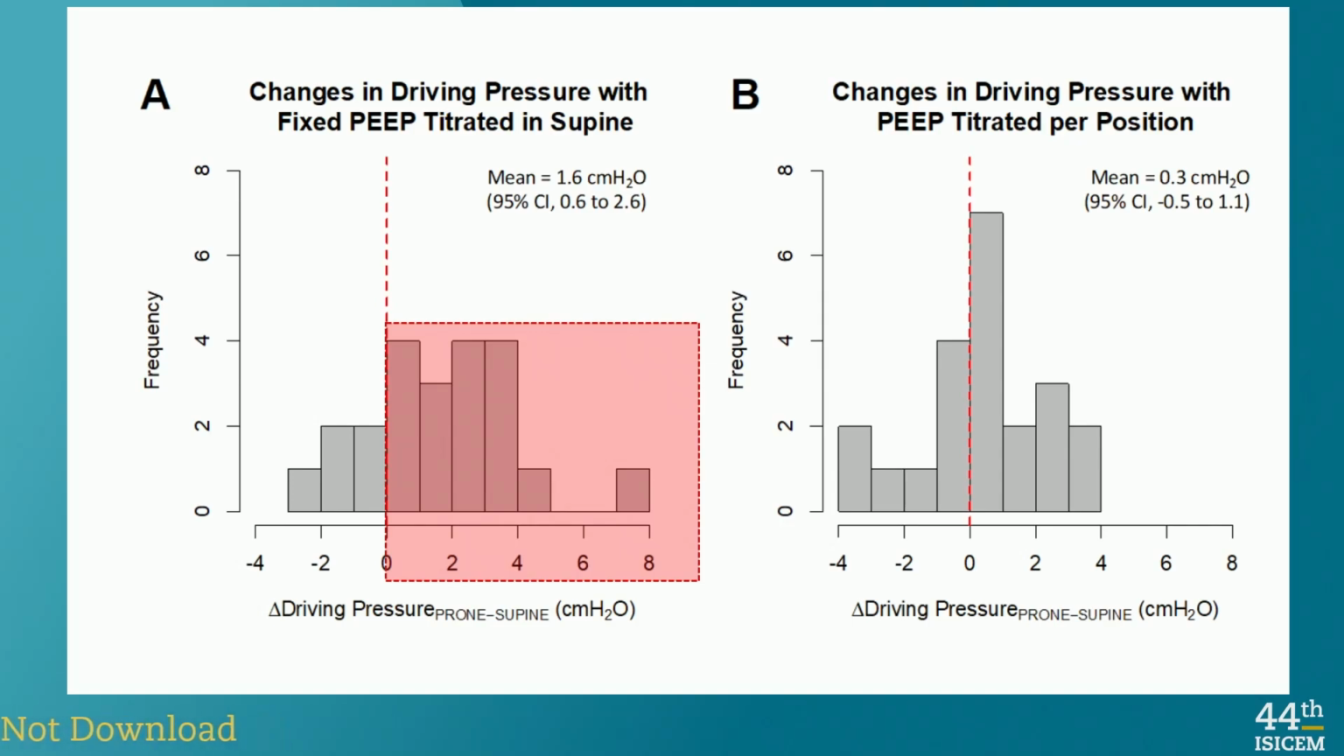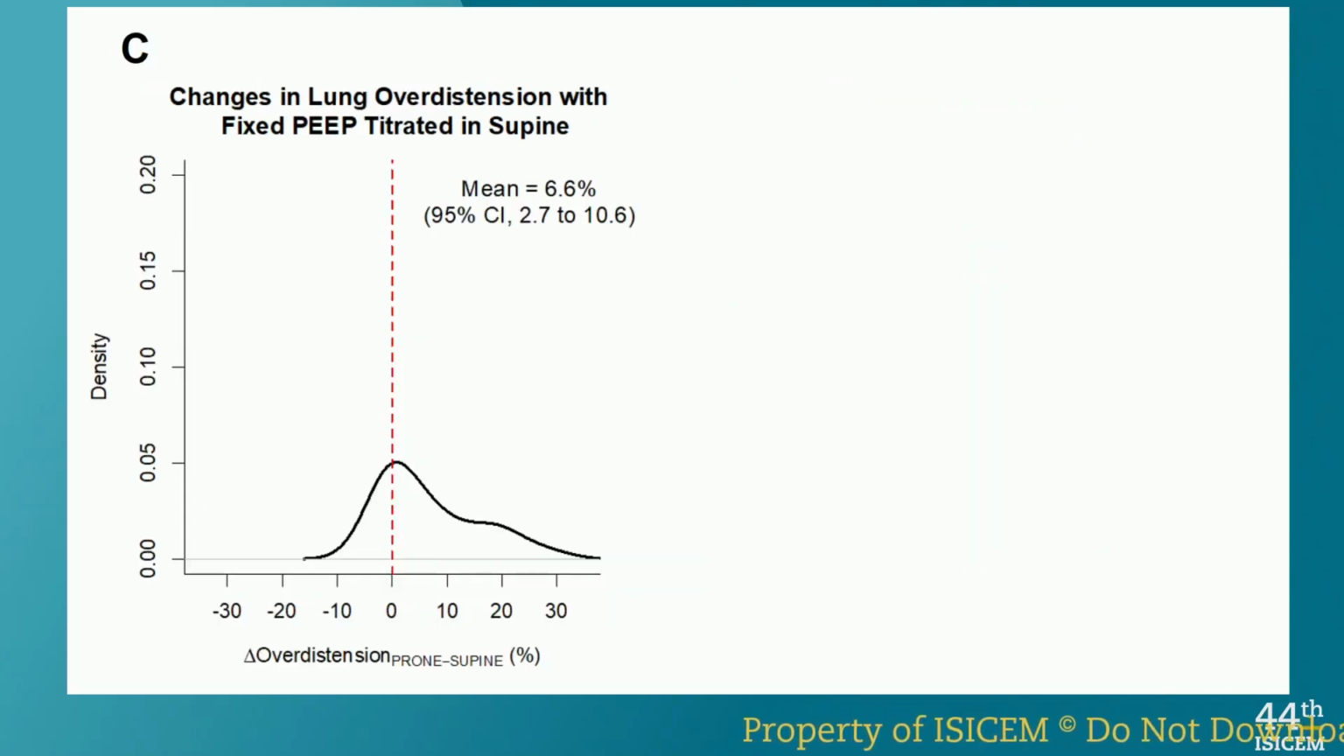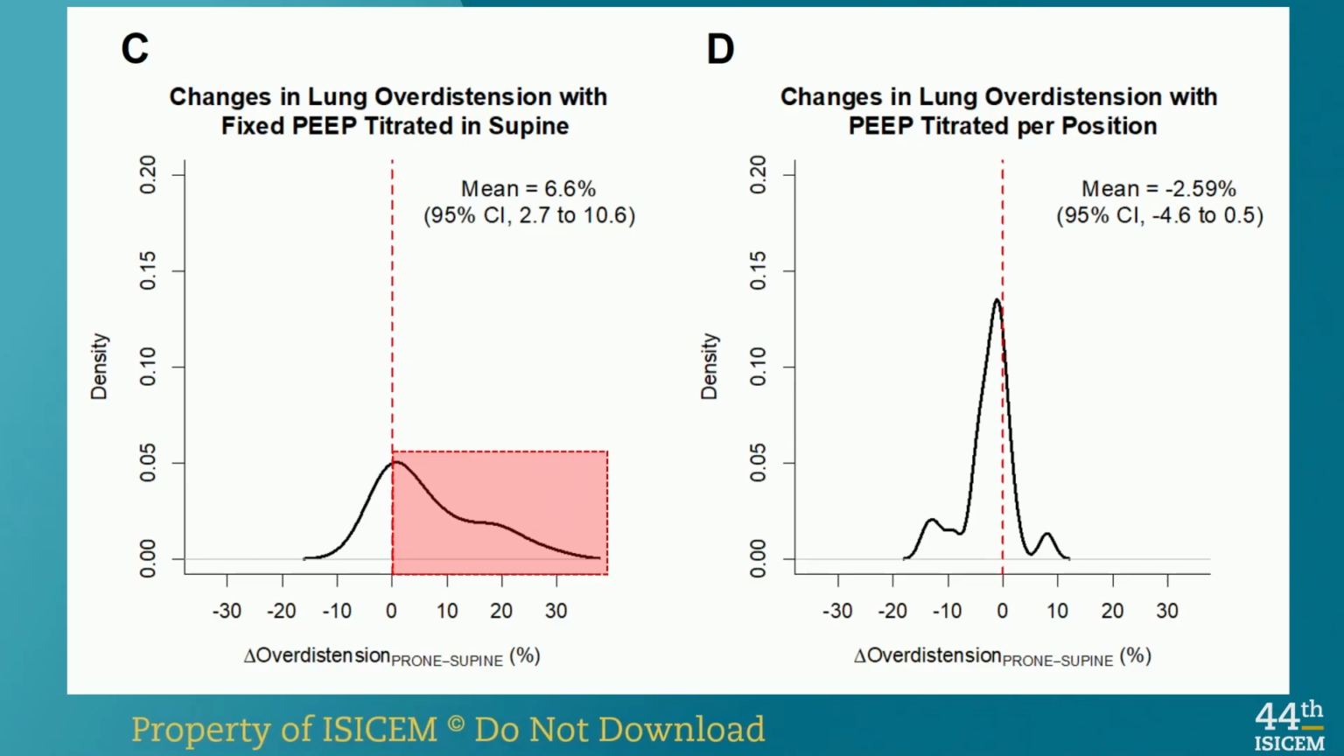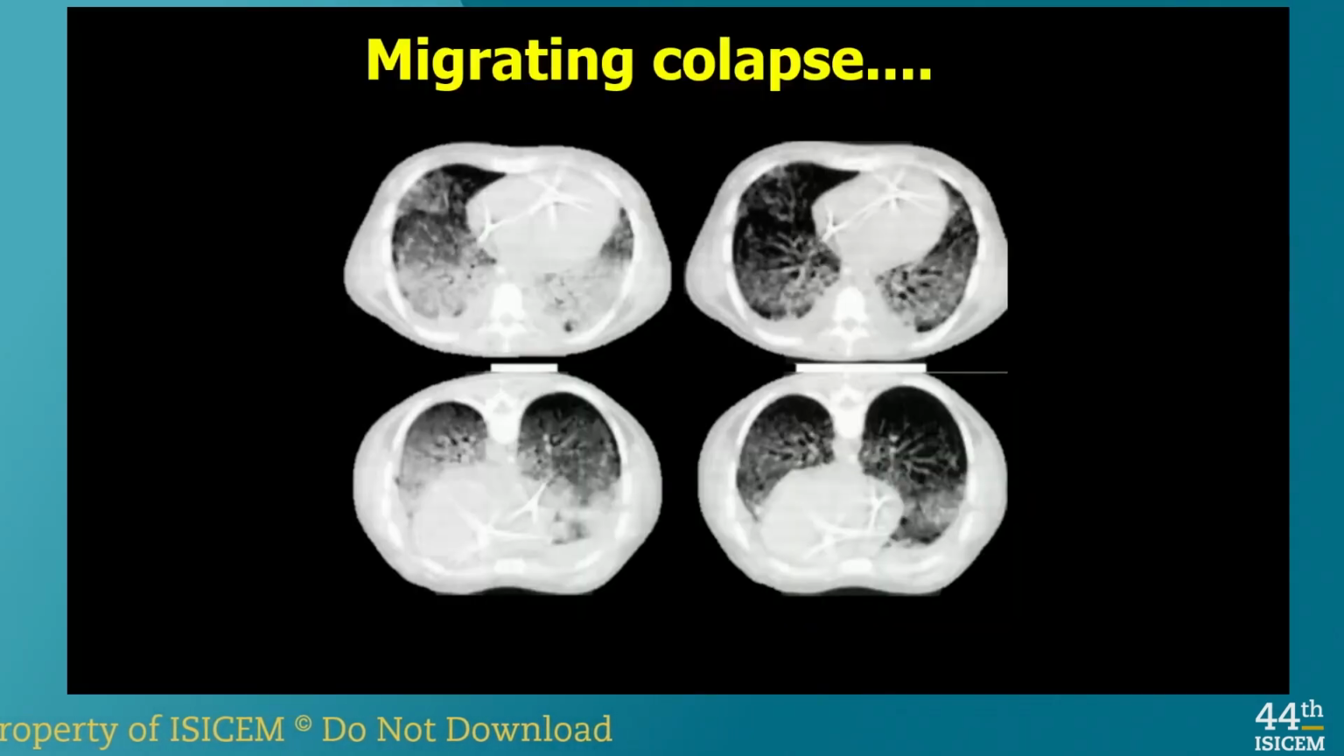So if you don't titrate back the PEEP level in prone, you may cause some harm for the side of overdistension or for the side of higher collapse. Look at overdistension. This is when we do not titrate. We have many patients that had more hyperdistension, but when we titrate, we improve the situation.